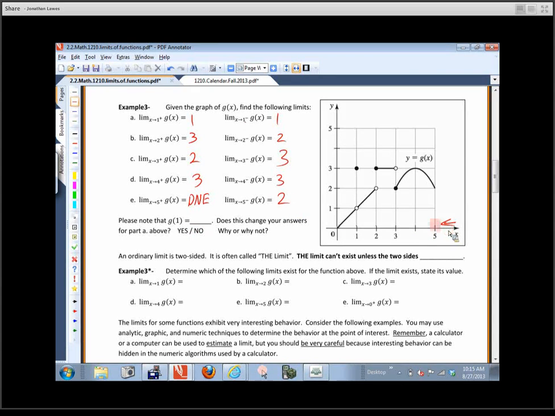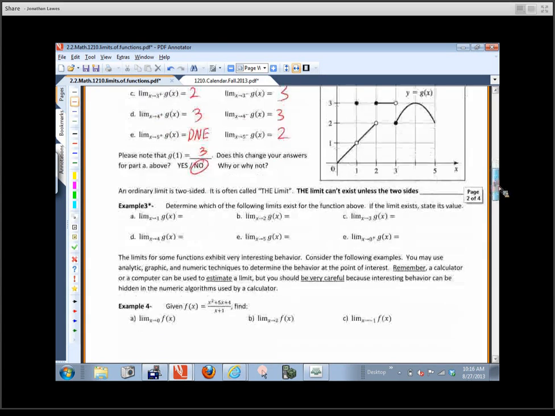Okay, now, again, I want to point this out. Please note that g of 1 is 3. Does that change your answer to part A above? It doesn't. Okay? It does not. And why not? Yeah, that's at the function. That's not what's happening around there. So remember where it said the limit exists at the points around a, except possibly at a, at the point of interest. As far as limits go, we don't care what's happening right at 1 in this particular case. We care what's happening around 1, okay?